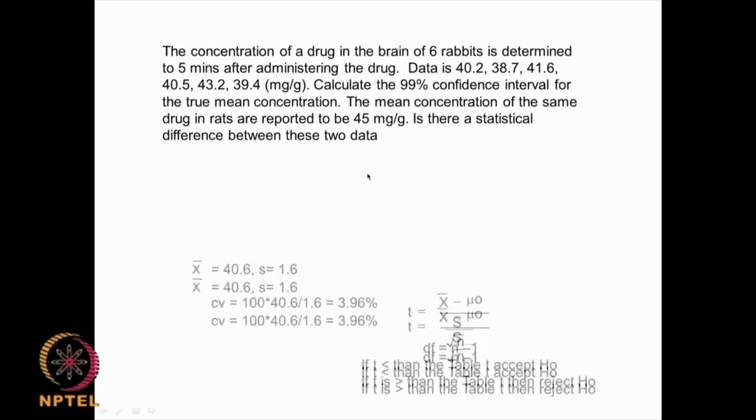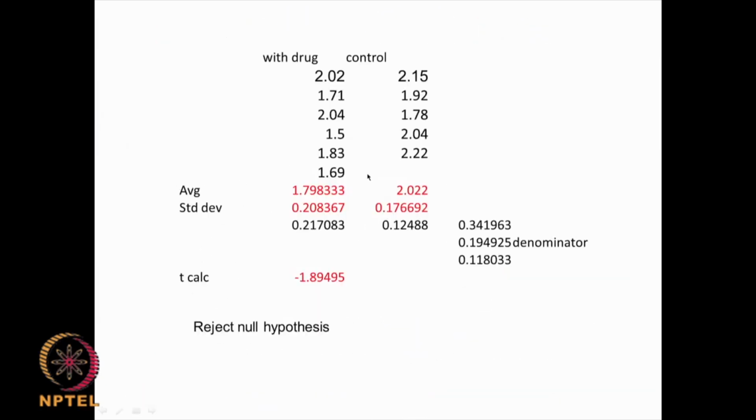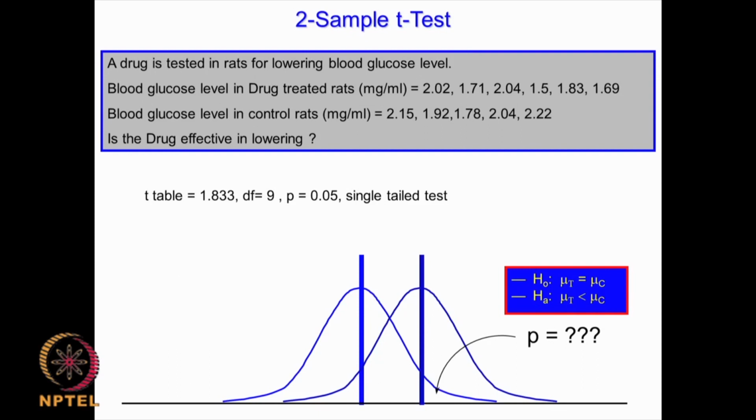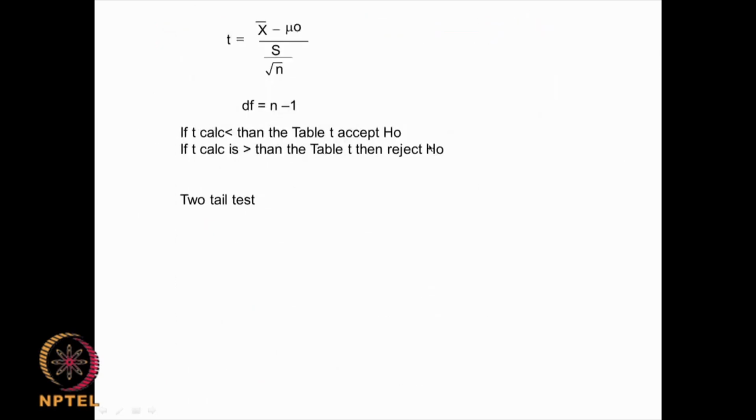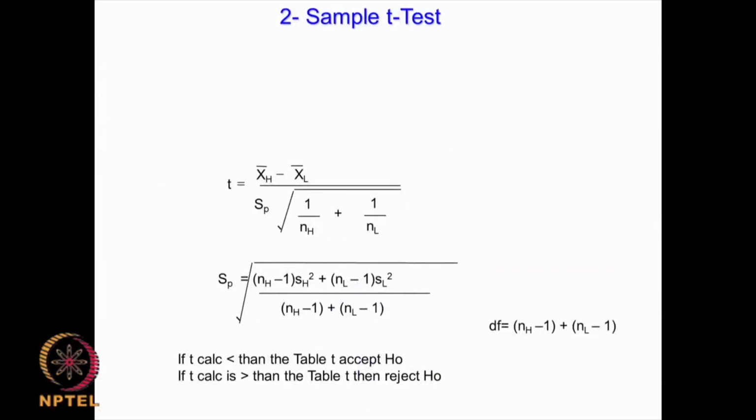Okay, so the t calculated should be greater than 1.833, and it comes to 1.89. So we can reject the null hypothesis. Please note, it is only marginally higher. 1.89 and 1.833 is not very high, whereas if you take a 99% confidence interval, that is 0.01, for 9 degrees of freedom it is 2.82, t table is higher, so we will not reject the null hypothesis.